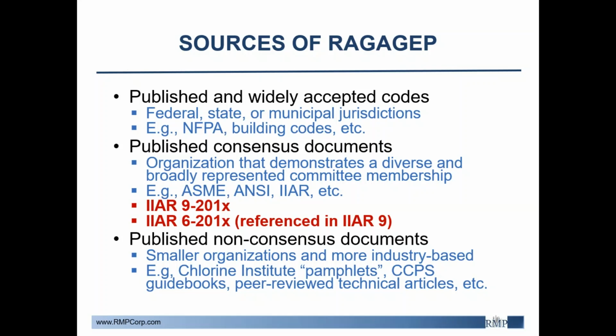Basically, the requirements here go from more detail to less detail. The best practice should always be applied, at least as most regulated. And again, a lot of these documents are minimum standards. It's important to note that there may be more required or more applicable to your specific facility, and these should be taken as minimum standards. IAR 9 and IAR 6 are specifically called out on this slide because IAR 9 is the standard for RAGAGEP in ammonia refrigeration, and IAR 6 is referenced in IAR 9.